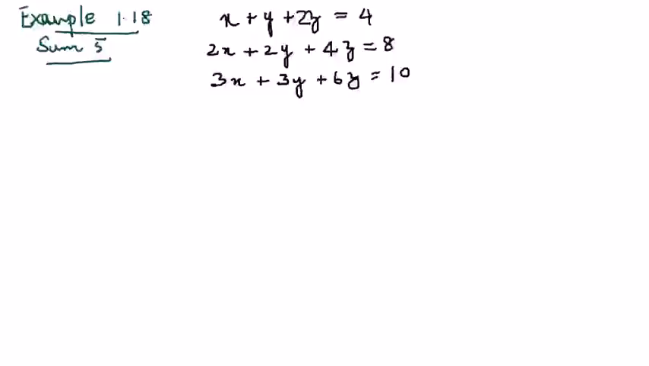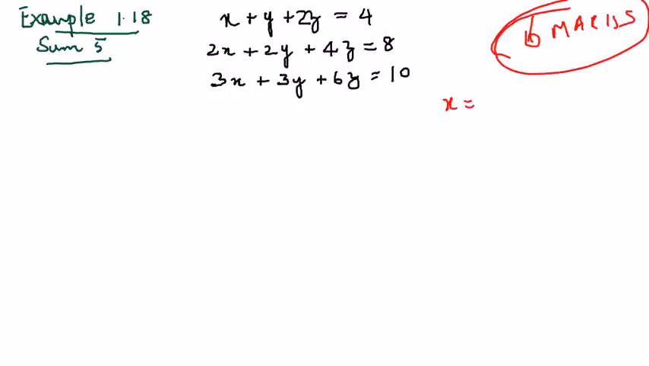So this is example 1.18, sum number 5, which is also a 6-mark question. You have to solve these non-homogeneous equations by using Cramer's method. As usual in Cramer's method, let's write the formula. X is equal to del x by del, y is equal to del y by del, and z is equal to del z by del. So let's start with finding out del first.